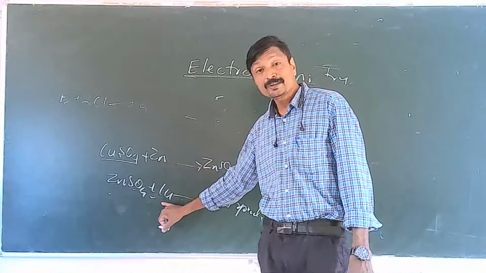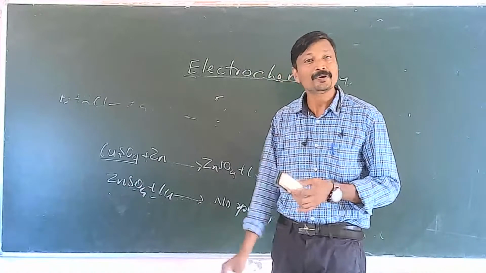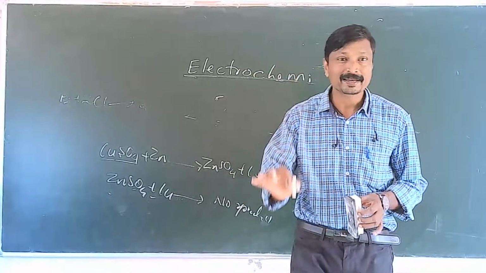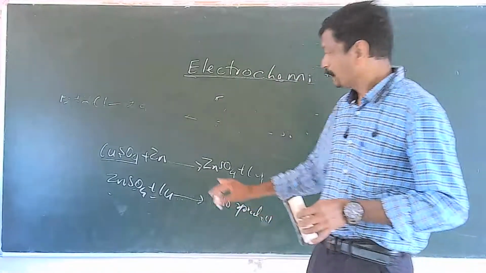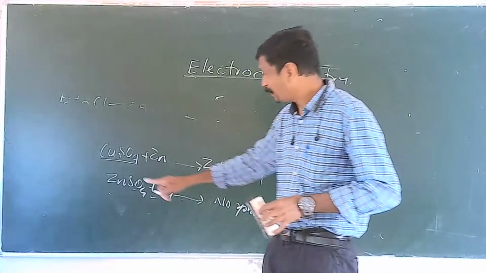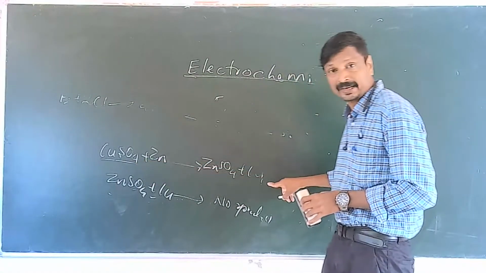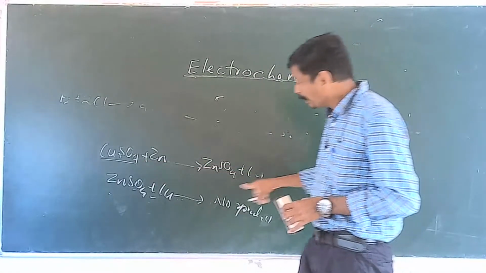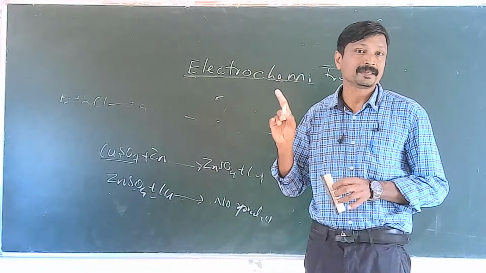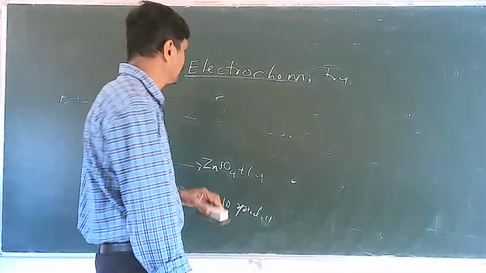The other is non-spontaneous. Suppose you want to do the reverse reaction. You cannot, because this reaction is not spontaneous. There you have to use electrical energy. So electrochemistry deals with the production of electric current from the energy released in a spontaneous redox reaction, and the use of electric current to bring about a non-spontaneous redox reaction. Okay, with this background, we shall move to the electrochemical cell.